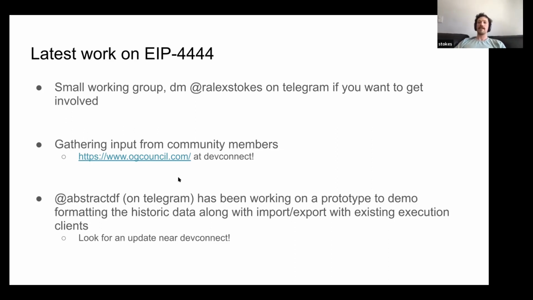So point being, you've probably heard of DevConnect that's happening in April. There's a Fellowship of Ethereum Magicians Council gathering. It's called the OG Council.